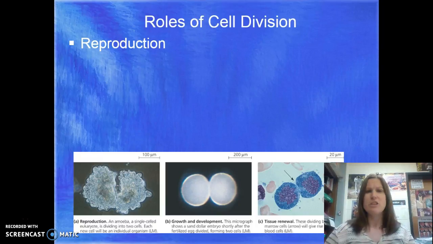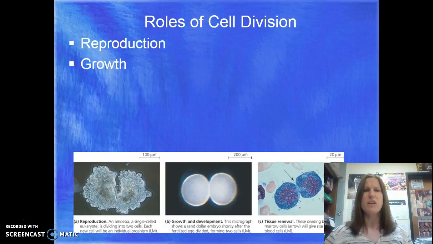One role is reproduction. Take, for example, a unicellular organism, like we see down here with our amoeba. It is dividing into two cells simply to create another individual organism. And by doing so, it will have the same genetic information as the parent cell. We also see growth and development, especially for you guys, some of you are still going through this phase. Some of you are done, as in you're not going to grow anymore, but we still see development occurring. The picture below shows growth and development for a sand dollar.